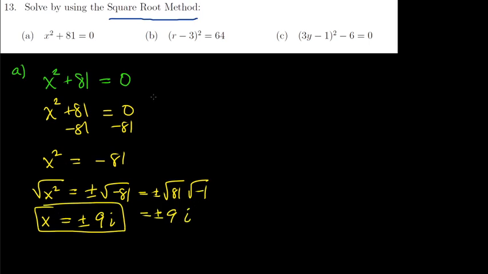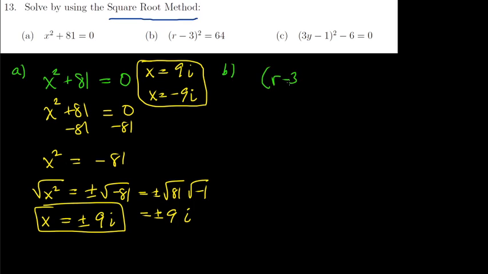So this has two solutions, right? It has x equals 9i and x equals negative 9i. But they are imaginary numbers, right? So the solutions are not real numbers here. They're imaginary numbers. All right, let's go on to part B.